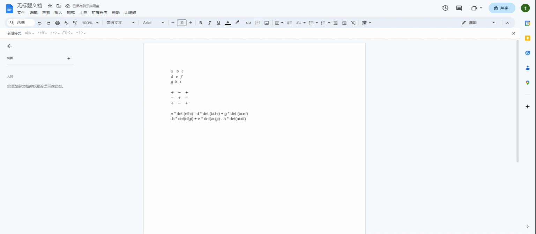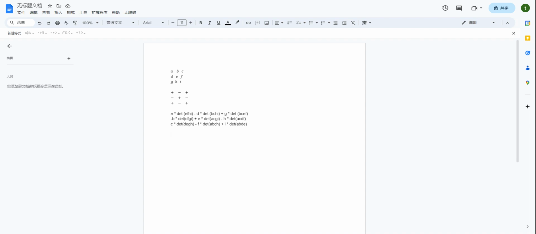Or you could choose the third column: C times the determinant D, E, G, H, minus F times the determinant A, B, G, H, plus I times the determinant A, B, D, E. Or you could also construct three more equations by using the rows A, B, C, D, E, F and G, H, I respectively.